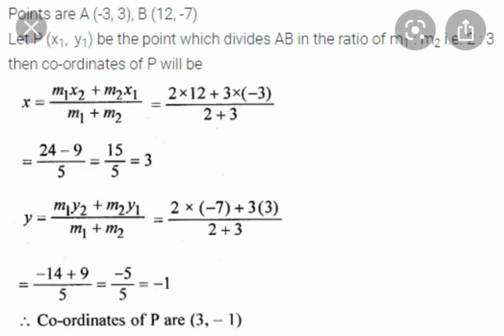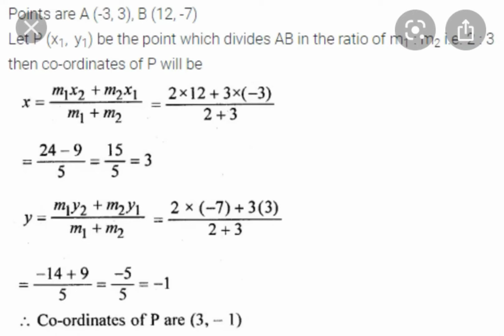So according to the section formula, x is equal to (m1 x2 plus m2 x1) upon (m2 plus m1). Substituting the values, we get x is equal to (2 into 12 plus 3 into minus 3) by (2 plus 3), which is equal to (24 minus 9) by 5, that is equal to 15 by 5, which is equal to 3. So the x coordinate of point P is 3.